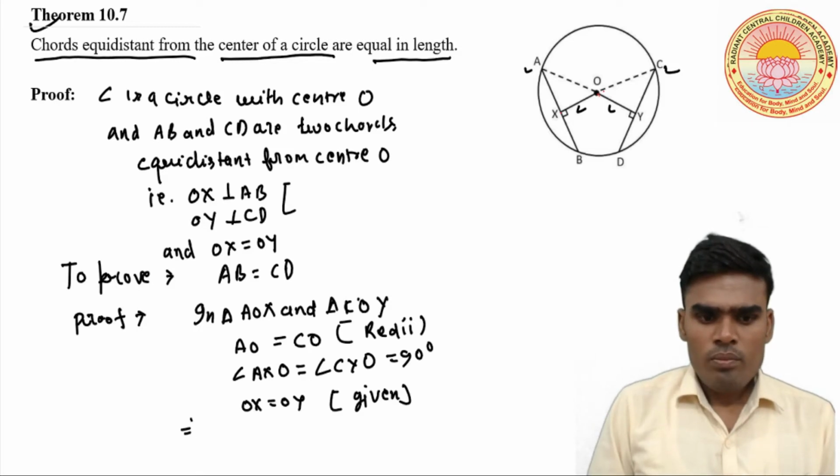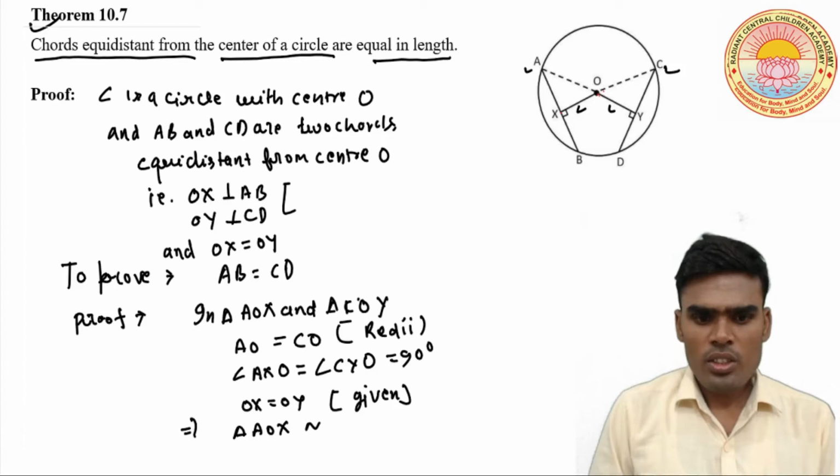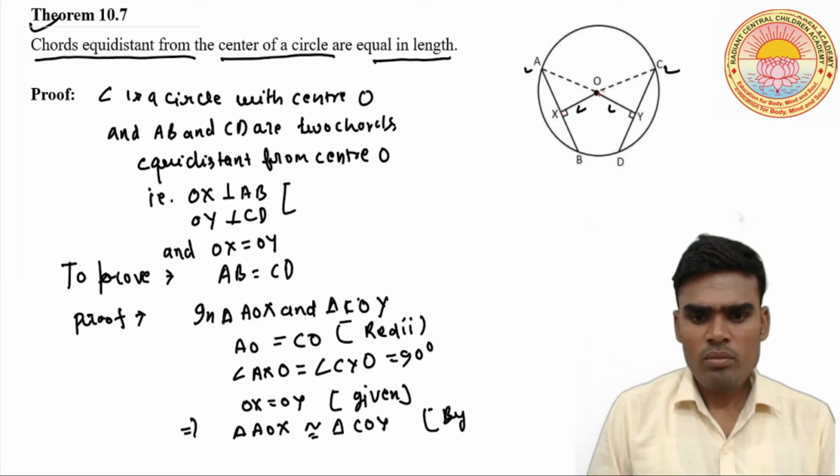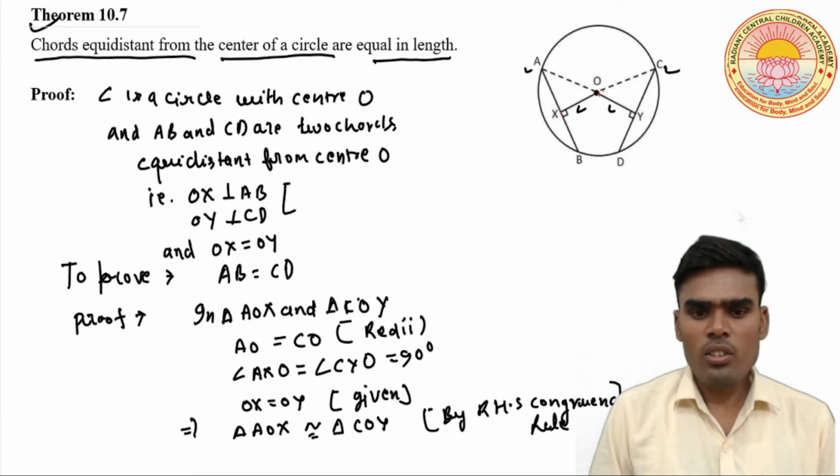So triangle AOX is congruent to triangle COY by RHS congruence rule.